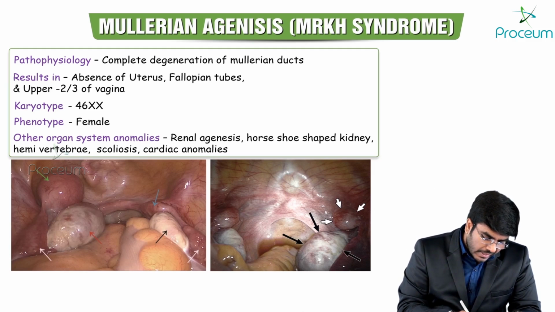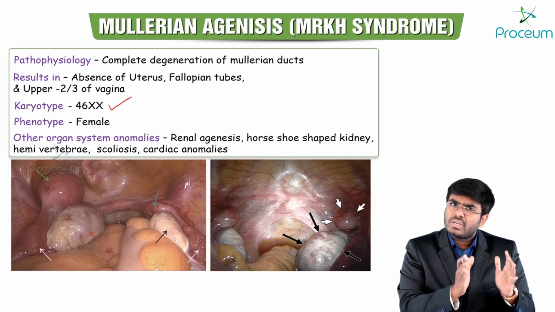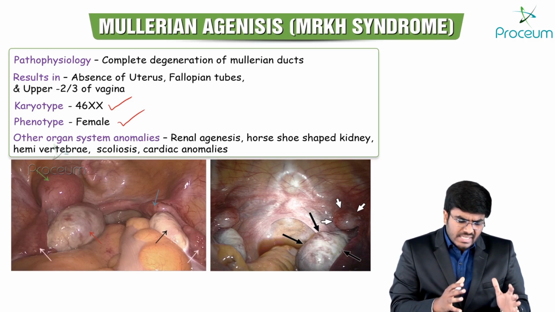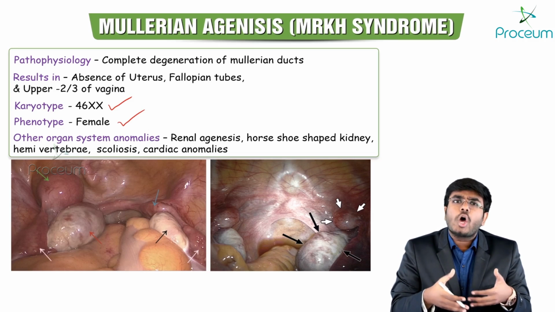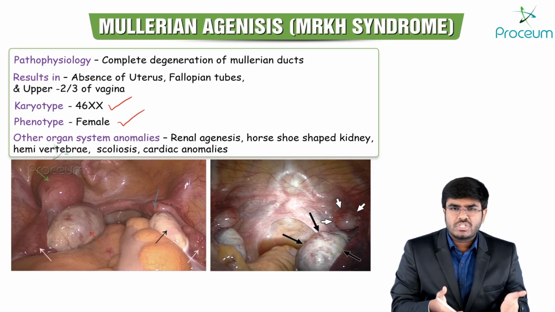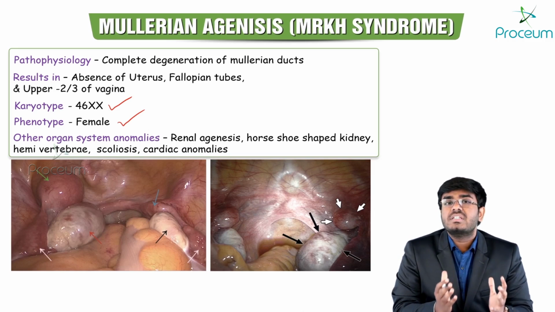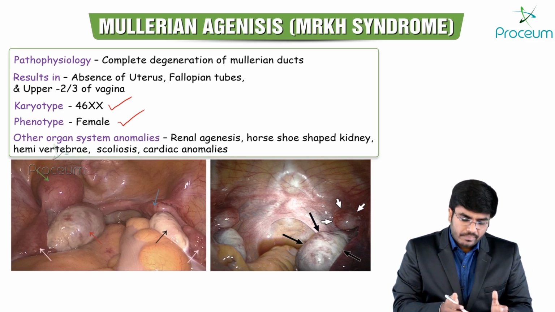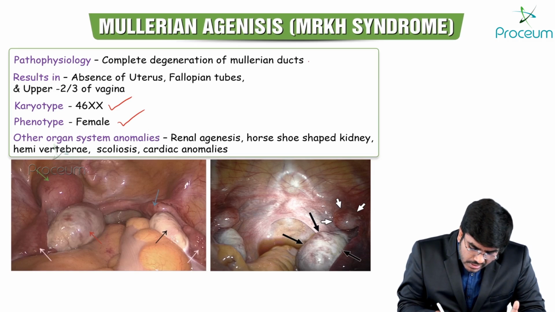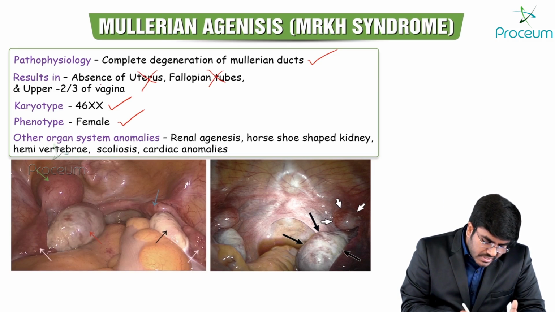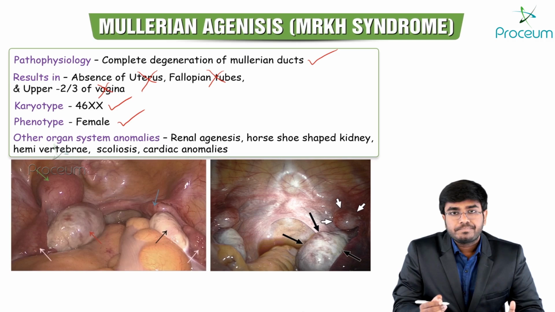So now our female is 46XX, absolutely female, and she has a female phenotype. Okay, what do I mean by female phenotype? She has a normal vulva. Why? Because this is a female with no androgens. Automatically, the default external genitalia is female. So the phenotype is female. What's the problem? The problem is complete degeneration of the Mullerian ducts. So there is absence of the uterus, absence of the fallopian tubes, and absence of the upper two-thirds of the vagina.